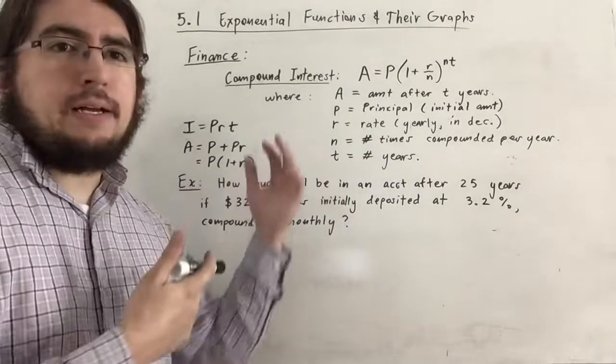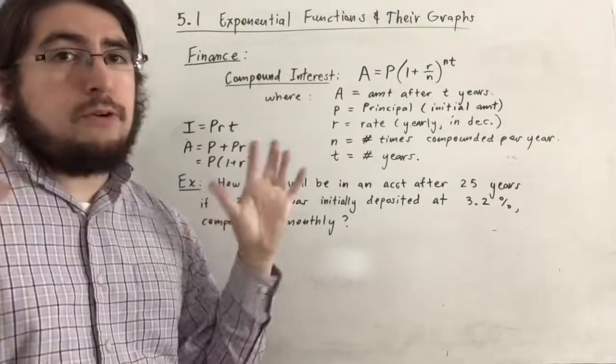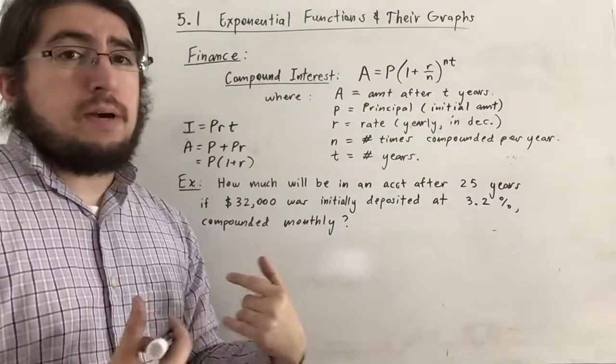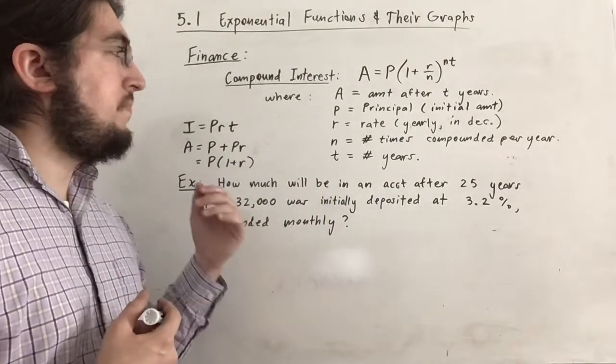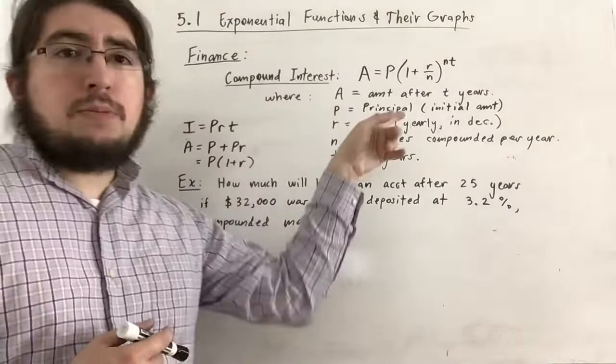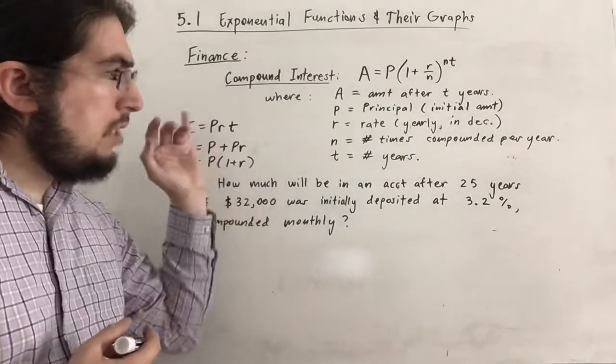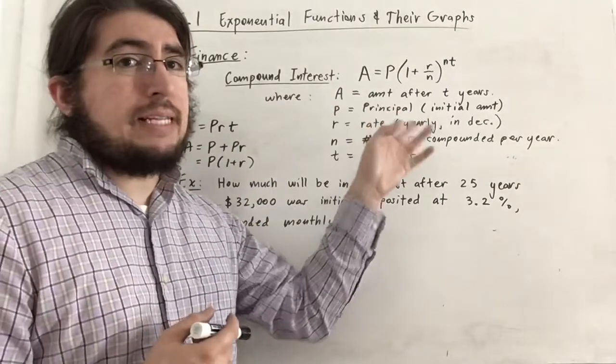But it's the same idea. So this formula works whether you are investing money or whether you're borrowing money. Same formula is being used. So that's A. P is the principal or initial amount. R is the yearly rate, but you have to put it in decimal.